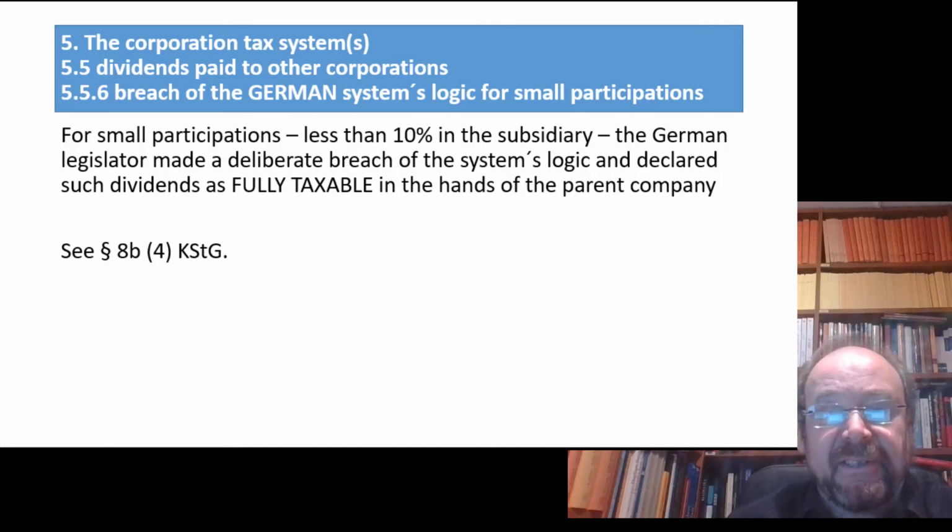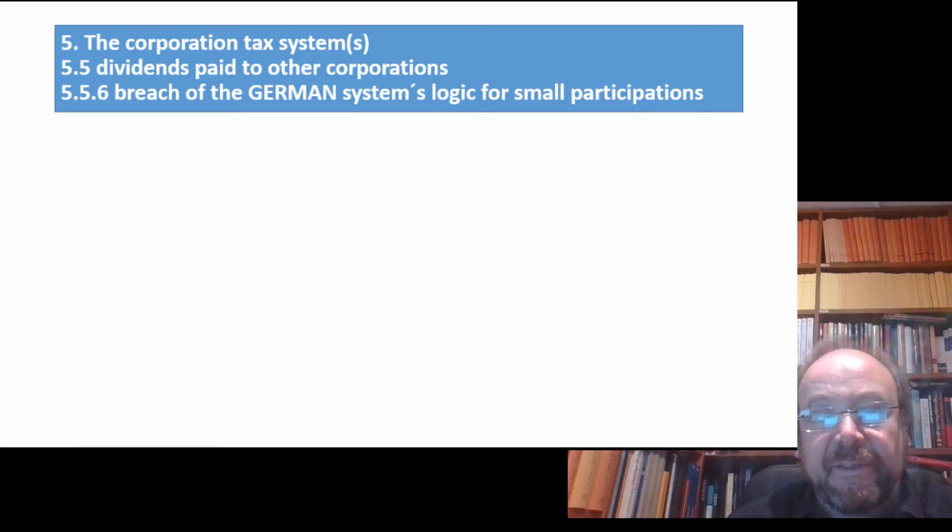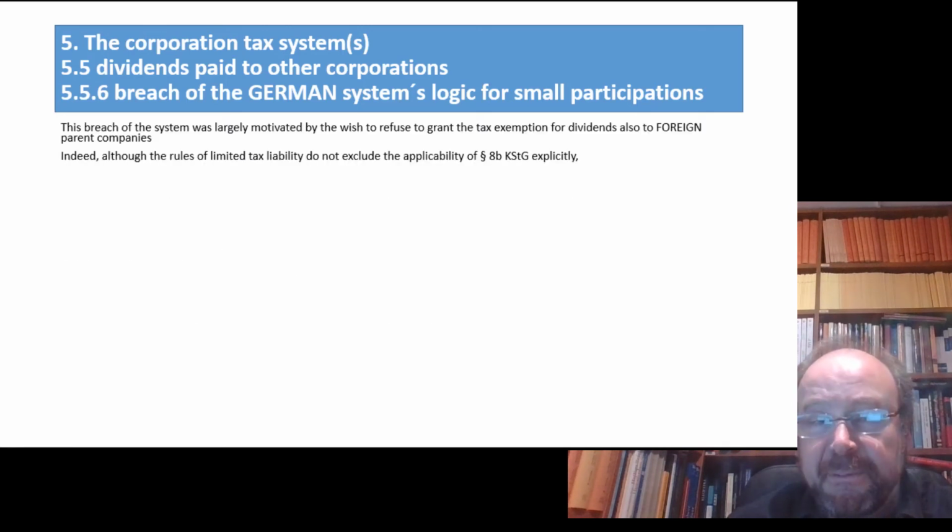So unjust, unfair, and completely unjustifiable probably. But that's the meaning of 8b4, which says if the participation is less than 10%, then the dividend exemption is not applied, with the effect that the dividend becomes fully taxable. Then, on the other hand, naturally, the corresponding expense will become fully deductible too. That's clear. So 8b5 only if 8b1 is applied.